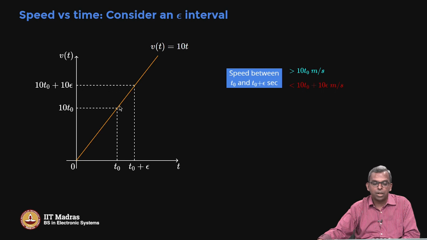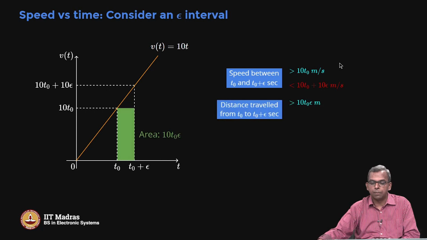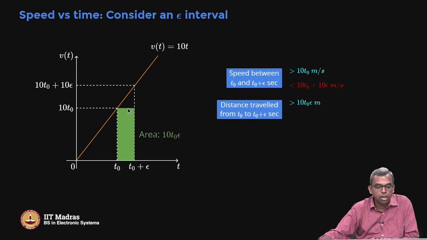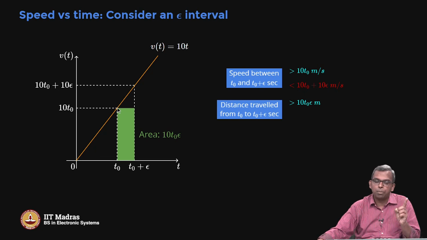I may not be able to find the exact distance, but I can find a bound based on the bound on speed. So, the distance travelled from t naught to t naught plus epsilon has to be greater than 10 t naught times epsilon. How did I get this? See, 10 t naught is the speed at t naught. If the object were travelling at a constant speed of 10 t naught over the next epsilon interval, then the distance travelled by that object would have been 10 t naught times epsilon, isn't it? Speed into time, isn't it?